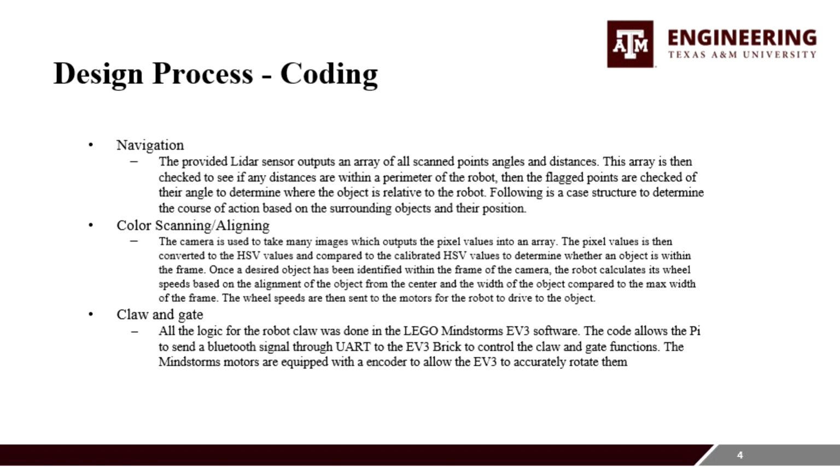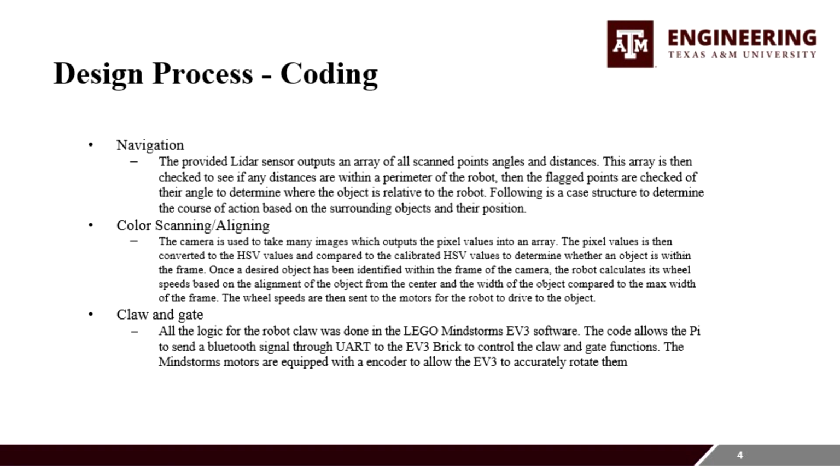The color scanning code works by using the images collected by the camera. The algorithm then converts the image into HSV values. Once the image is converted, it is compared to calibrated HSV values in order to identify whether an object of the same HSV value exists within the frame of the camera. When the camera sees the object within the frame, the robot calculates the wheel speeds required to reach its destination using forward kinematics and inverse kinematics.